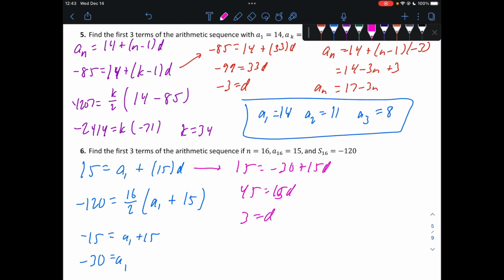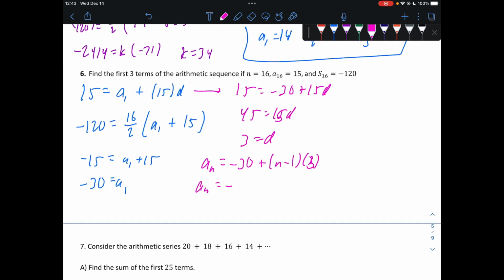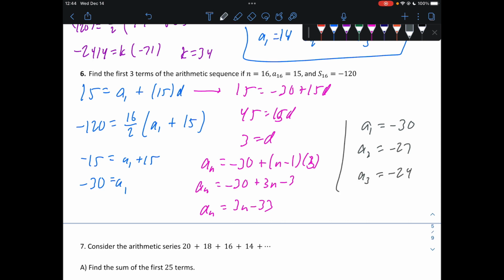So my nth term now would be a sub n equals negative 30 plus n minus 1 times 3. Or a sub n equals negative 30 plus 3n minus 3. Or finally, 3n minus 33. So now the first three terms, if we put 1 in there, we would get 3 minus 33, which is negative 30, 6 minus 33, and 9 minus 33. There's our first three terms.